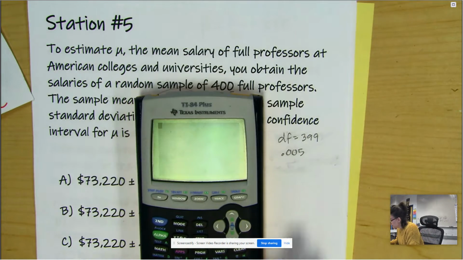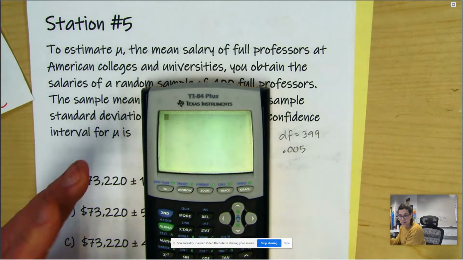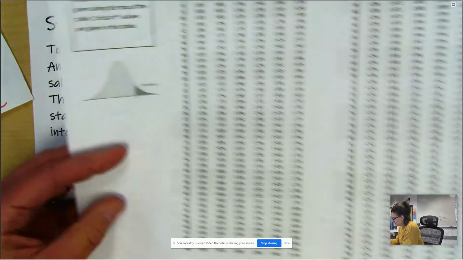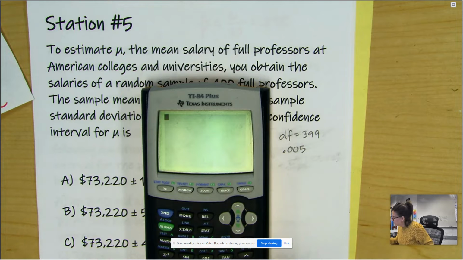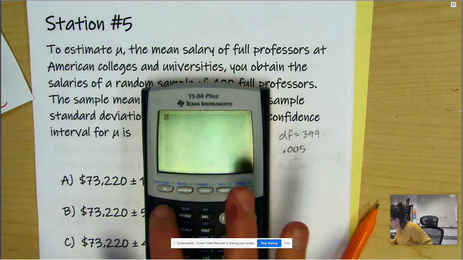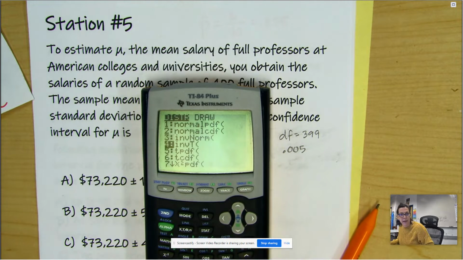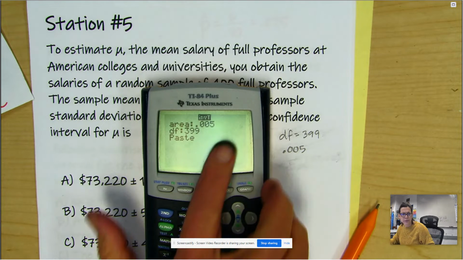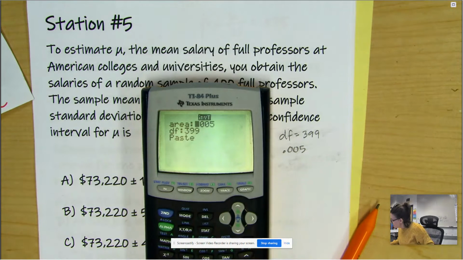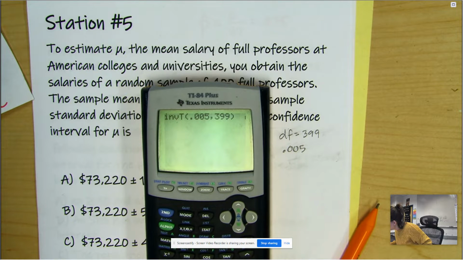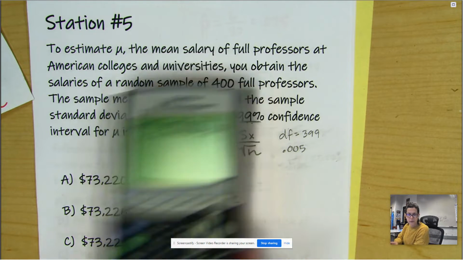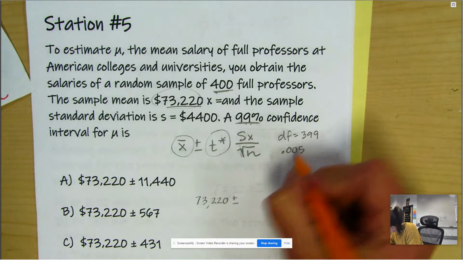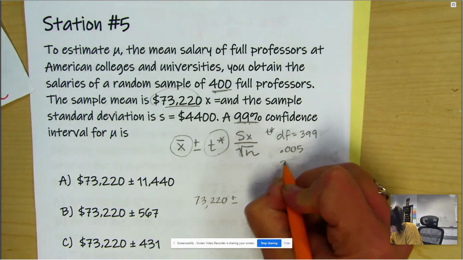You can't use your chart because it doesn't go that far. It goes to 100. You could use inverse T on the calculator. So we would go second vars, inverse T, and we would hit 0.005, degrees of freedom 399. Again, it's going to give me a negative. You ignore that when you're doing critical values. 2.588, so I'll just do 2.59. So this is T star, 2.59.